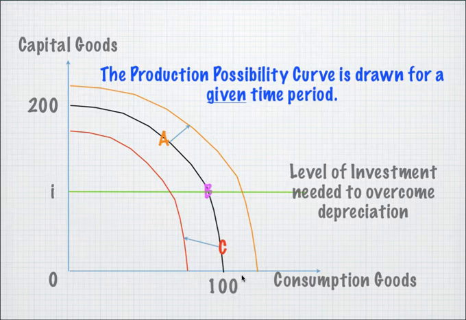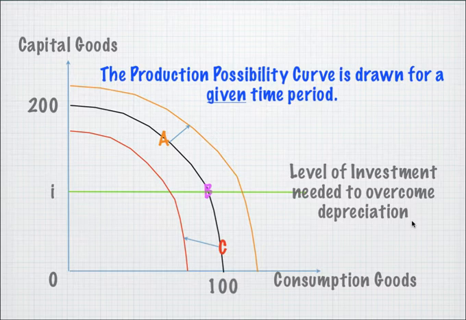consumption or production decisions with them. And given these 3 points, I've also labeled another point here, which I label as I, which is the level of investment needed to overcome depreciation. What is depreciation? Okay, take for example factories or machines. Over time, the machines will wear down. They'll be damaged. The factories will have to be repaired. All these maintenance works will have to be done.